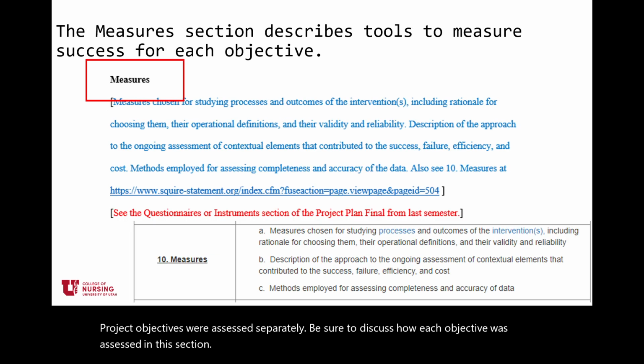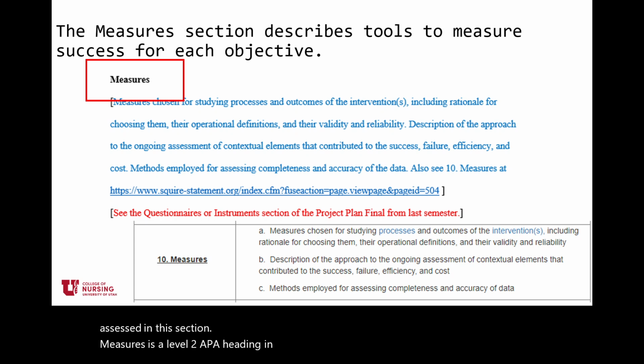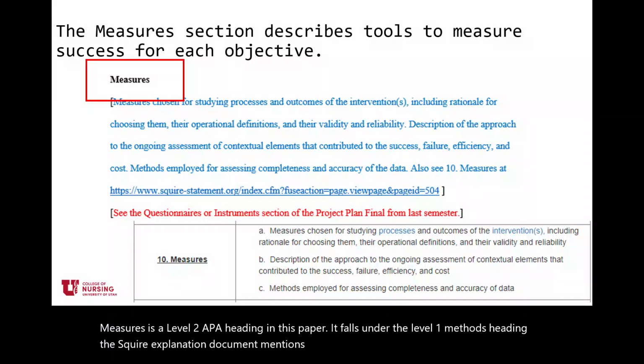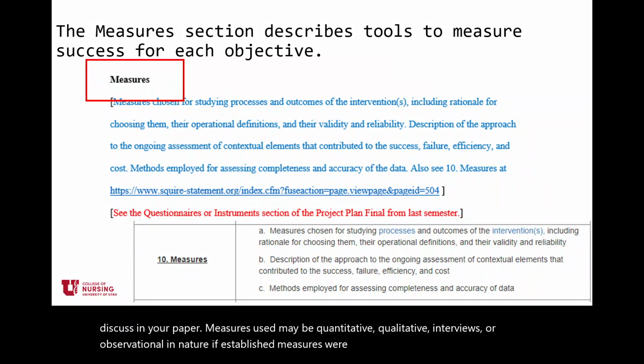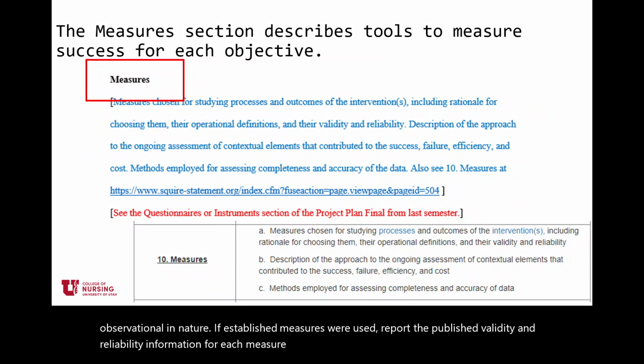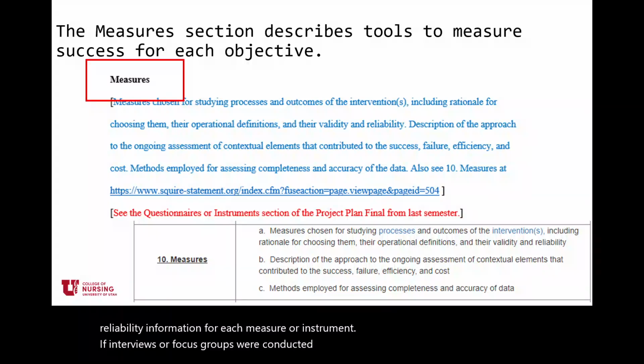Measures is a Level 2 APA heading in this paper. It falls under the Level 1 Methods heading. The Squire explanation document mentions several relevant aspects of measures you could discuss in your paper. Measures used may be quantitative, qualitative, interviews, or observational in nature. If established measures were used, report the published validity and reliability information for each measure or instrument. If interviews or focus groups were conducted, include the interview guide created or used in the measures section.